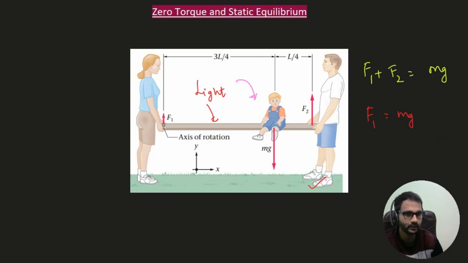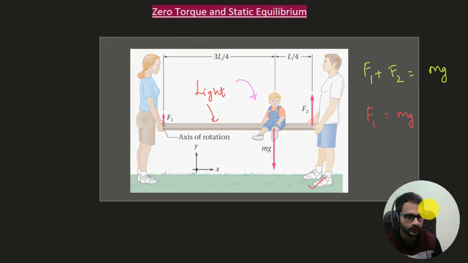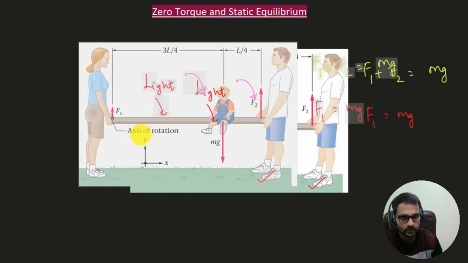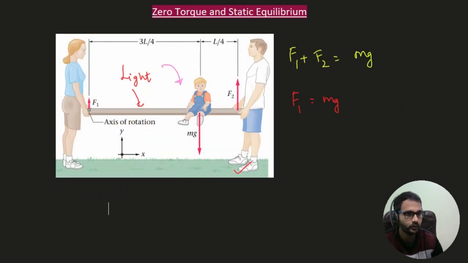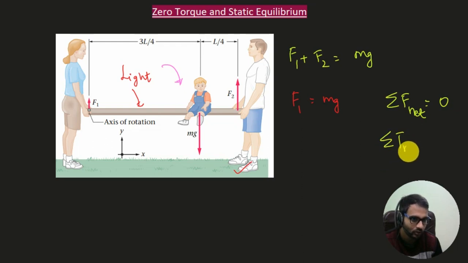And from this practical example, we observe that for the system to be in static equilibrium, two conditions should be satisfied. First condition, the net force on the system. What is the system here? The system is the plank. So the net force on the system should be equal to zero. Also, the net torque on the system should be equal to zero. And torque, we represent it with tau. So the net torque should also be equal to zero, right?